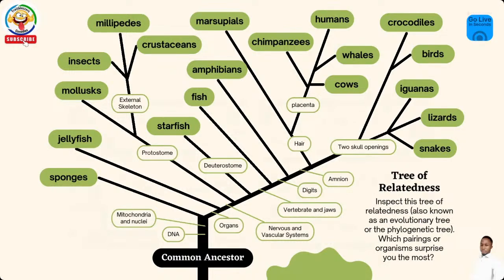So let's quickly check this tree very well. We'll call this tree a tree of relatedness. Yes, they are related. I just mentioned all of them there. This tree of relatedness is also known as the evolutionary tree, or sorry about that, the phylogenetic tree.